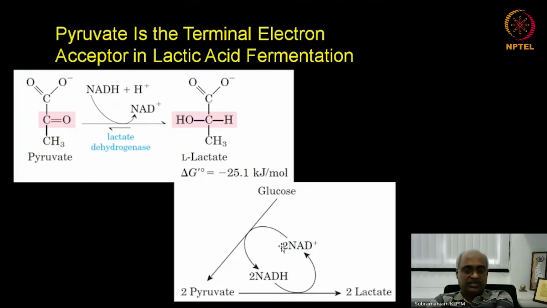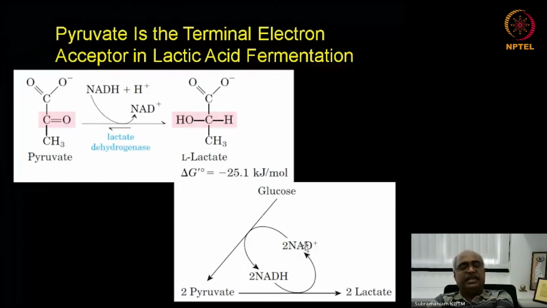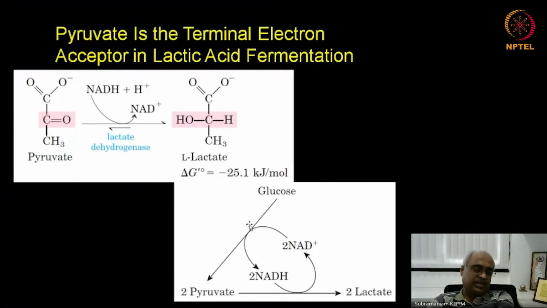So in this process, NAD is consumed, and therefore this further reduction replenishes the NAD required for the glyceraldehyde 3-phosphate dehydrogenase step. And in that sense, this becomes very crucial for anaerobic production of ATP from glucose. This is what our muscle cells do. But this can't go on continuously.